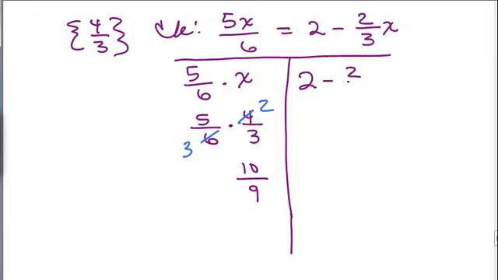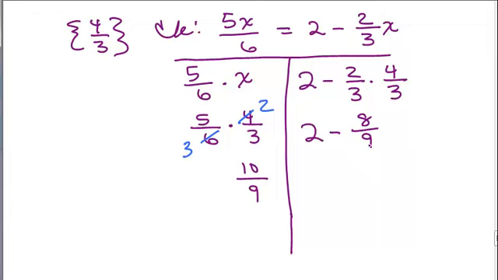So here we have 2 minus 2/3 times x, and this time what am I plugging in for x? I'm plugging in 4/3. And so I'm doing my order of operations. So I've got to do my multiplication first. 2 times 4 is 8. 3 times 3 is 9. So I have 2 minus 8/9.